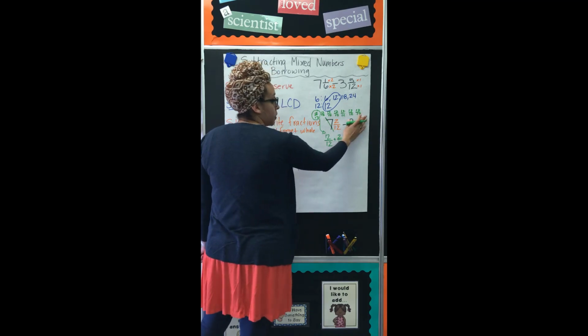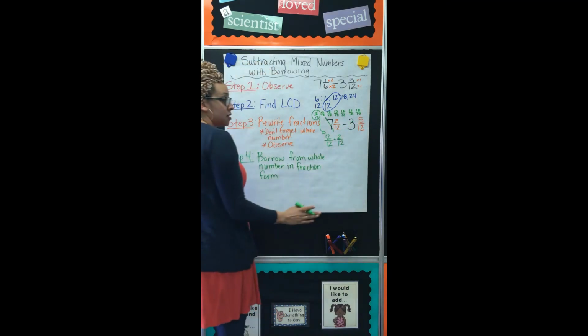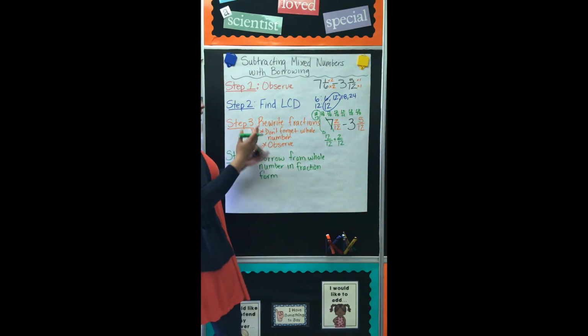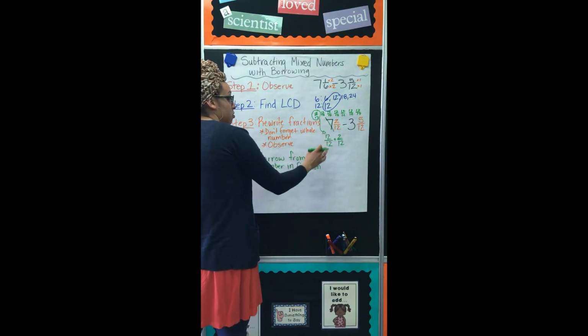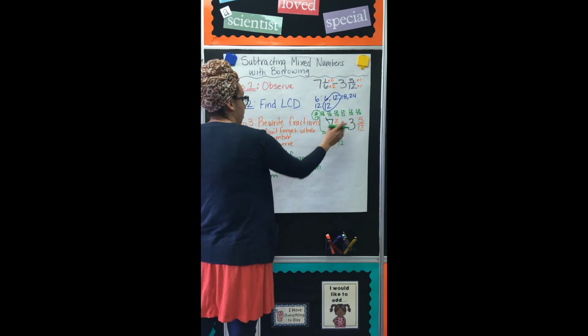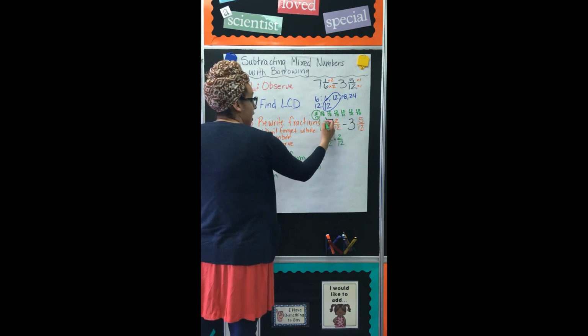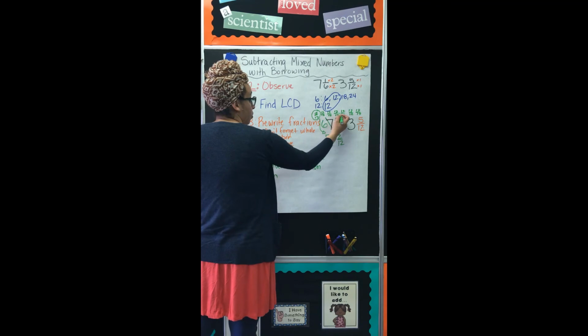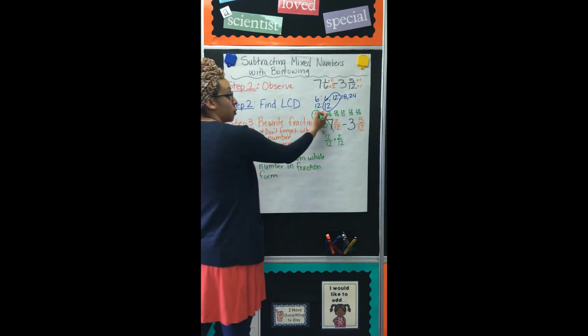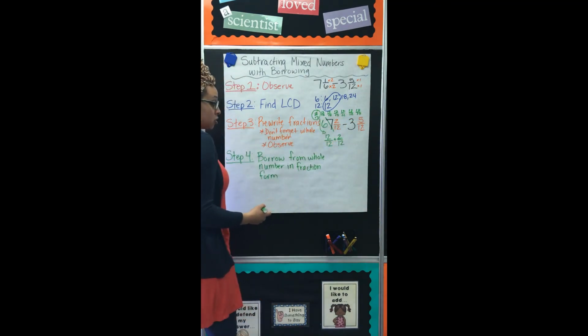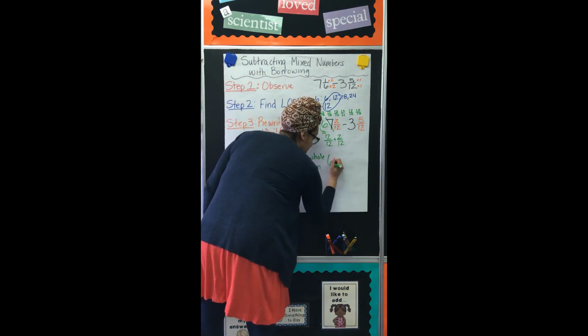We are not going to do anything to this number over here, because if we went to borrow, we would still have to keep borrowing from this side. So we're not going to touch this number at all. It's going to stay the way it is. Our 7 is now going to become a 6, because we now only have 6 wholes here, because we pulled out 1 and we're adding it to our fraction. So now we're going to have 6 as our whole number.